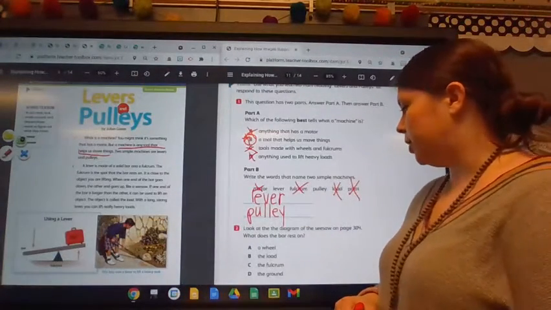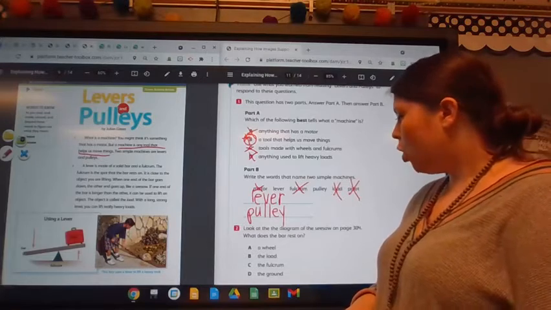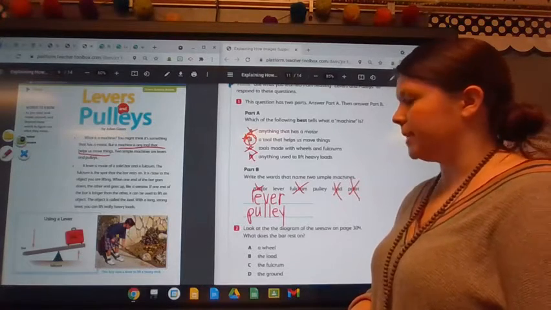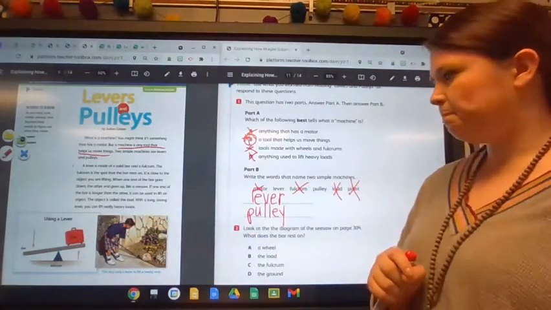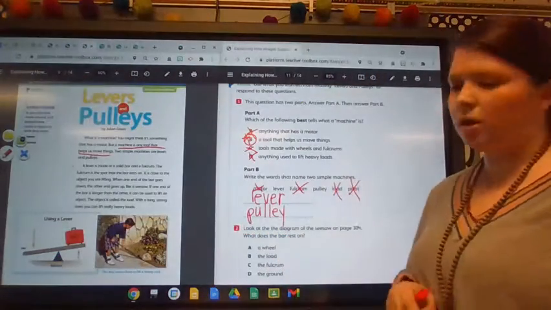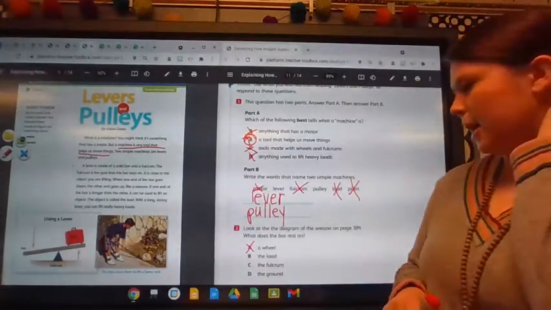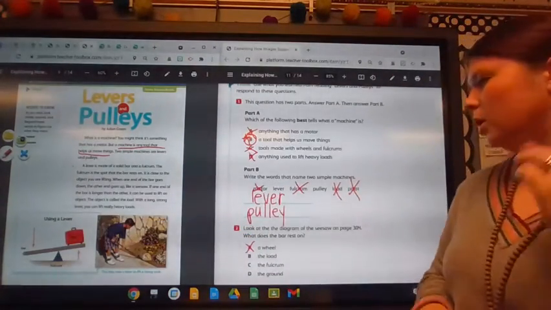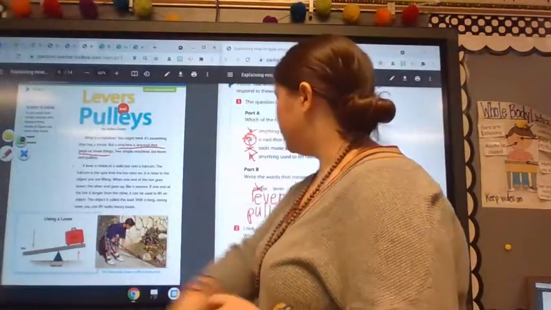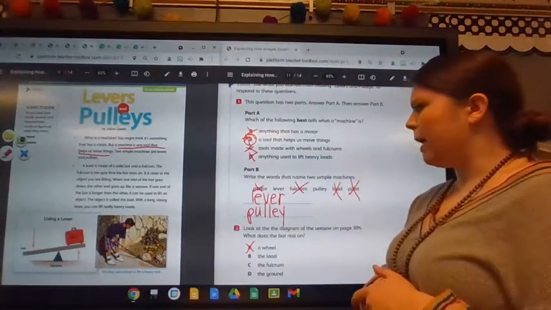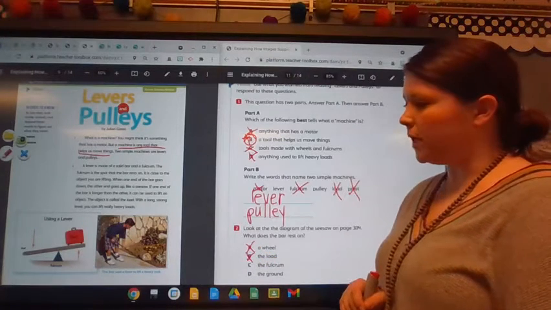Let's look at question number 2. Look at the diagram of the seesaw on page 304. What does the bar rest on? So use the diagram to tell us what the bar rests on. Does it rest on a wheel? No, we don't even have a wheel in the lever diagram. Does it rest on a load? The load is on the bar, so that doesn't tell us what the bar rests on. No. The fulcrum. Does the bar rest on the fulcrum?